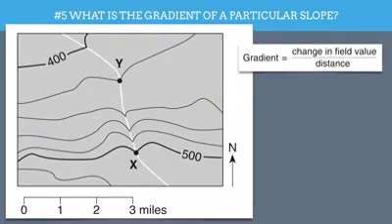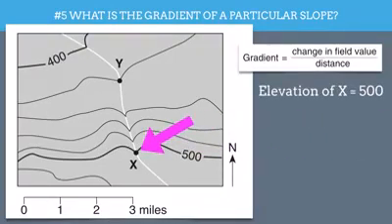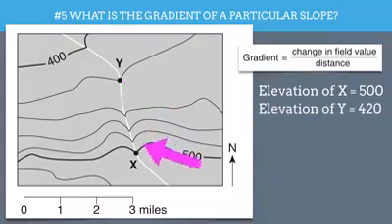Now, in this case, field value refers to the elevation. So we want to know how much the elevation changes over a given distance. Let's say we want to find the gradient between points x and y. Well, I have to find the elevation of x and y. Point x is easy because it's on this line labeled 500. So x has an elevation of 500. If you were to figure out the contour interval here, you would see that it's 20. And by doing a little bit of math, you would see that point y has an elevation of 420.